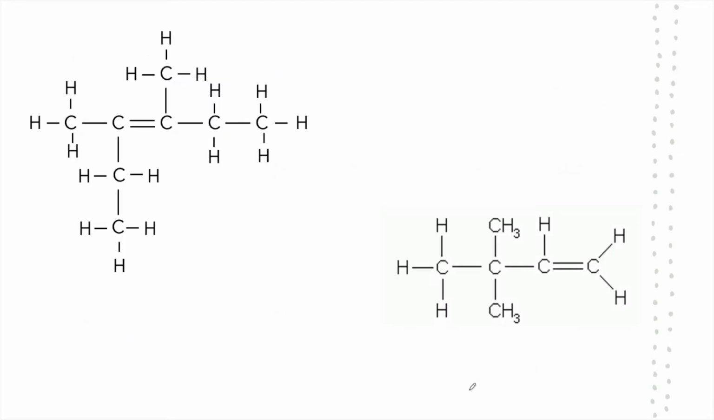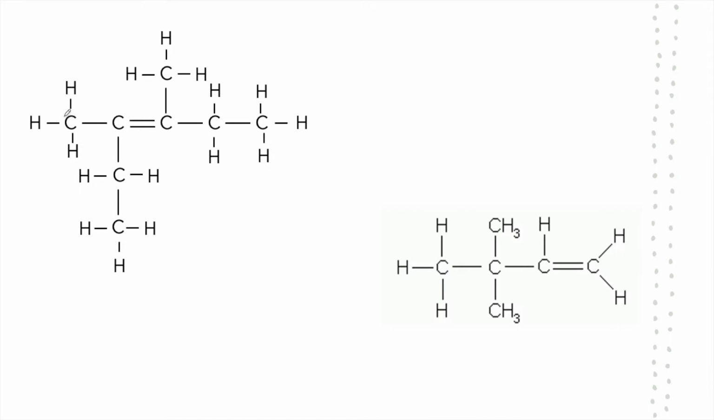Let's do another couple of examples then. Alright then, let's look at another couple of examples. First up, we have this hydrocarbon here. It contains a double bond, so we know it's an alkene. And the first thing we do is we find our longest chain.